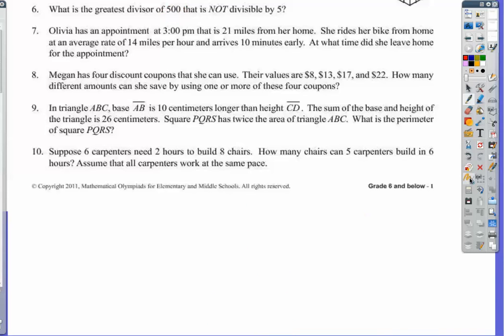All right. Olivia has an appointment at 3 p.m. that is 21 miles from her house. She rides her bike from home at an average rate of 14 miles per hour and arrives 10 minutes early.